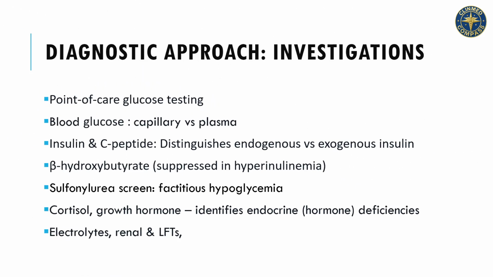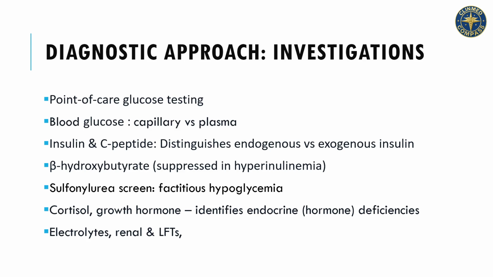Key investigations include blood glucose to confirm hypoglycemia, either capillary or plasma blood glucose. Serum insulin and C-peptide help to differentiate between endogenous and exogenous insulin sources. If we have increased C-peptide in the presence of increased insulin level, it suggests an endogenous source of insulin. Beta-hydroxybutyrate levels are suppressed in hyperinsulinemic states. Sulfonylurea screening is important in suspected factitious hypoglycemia.